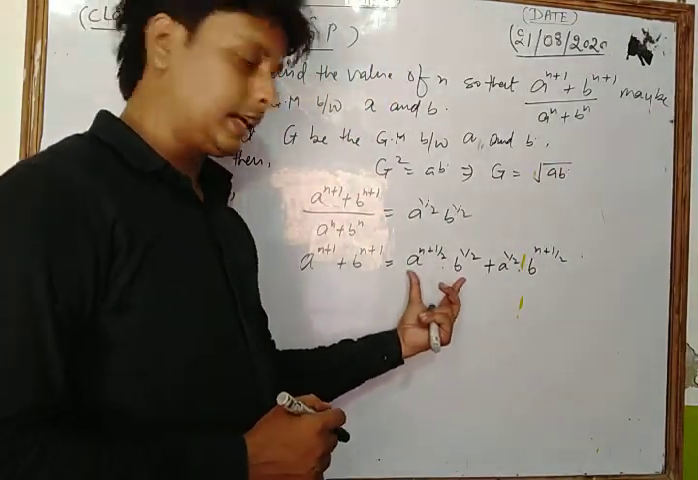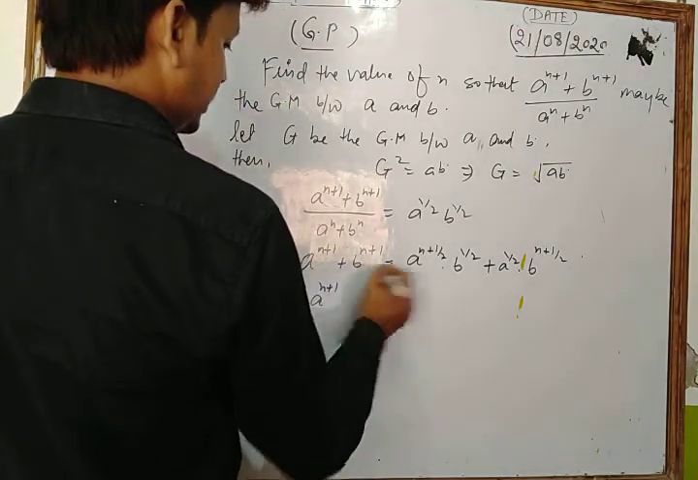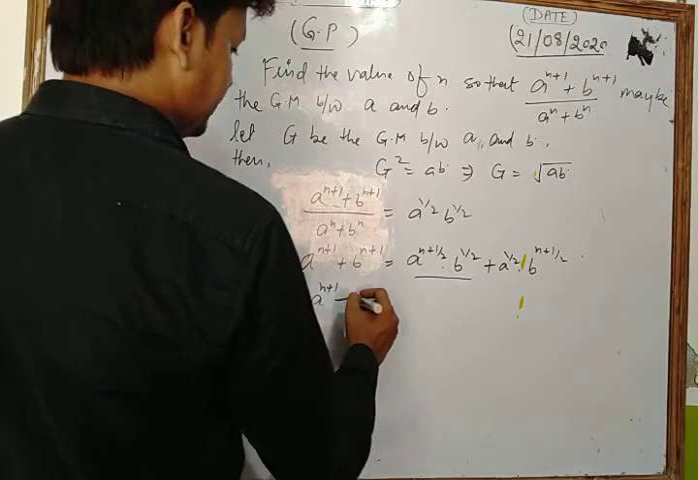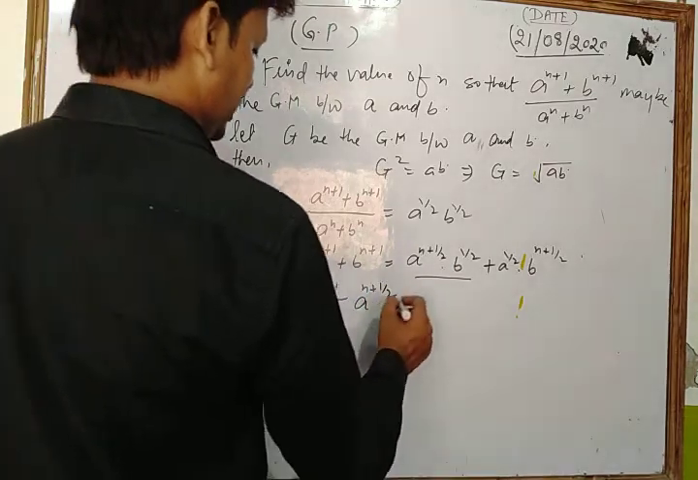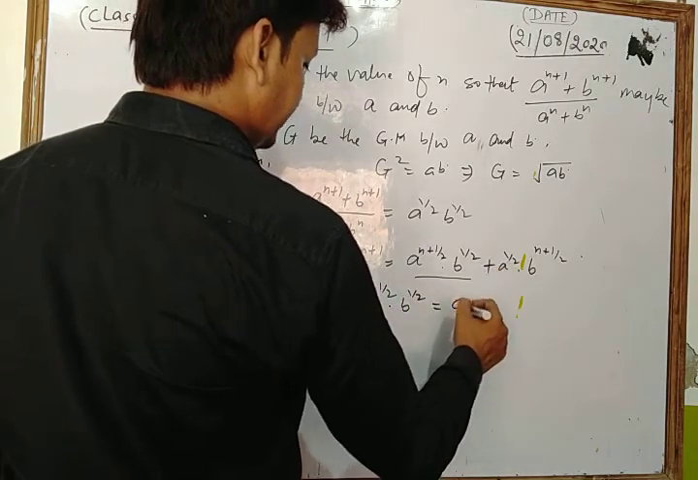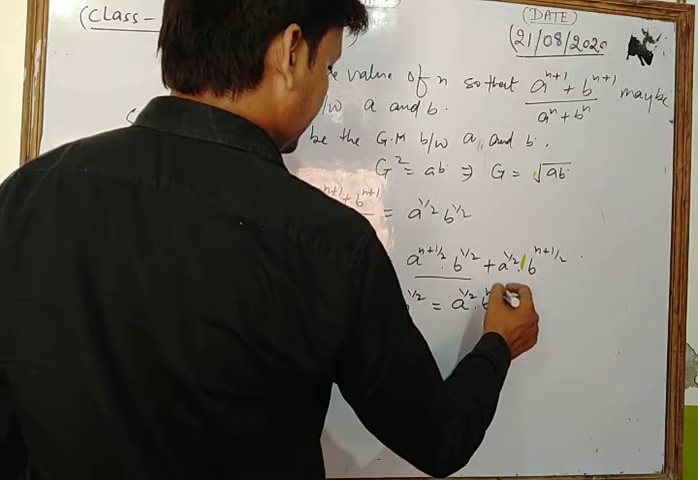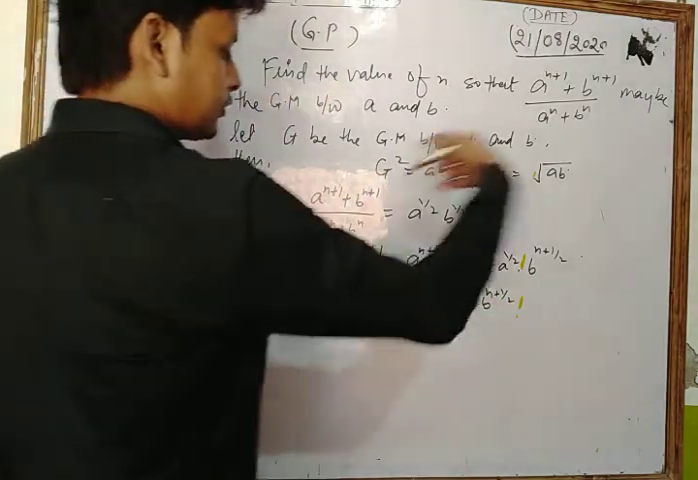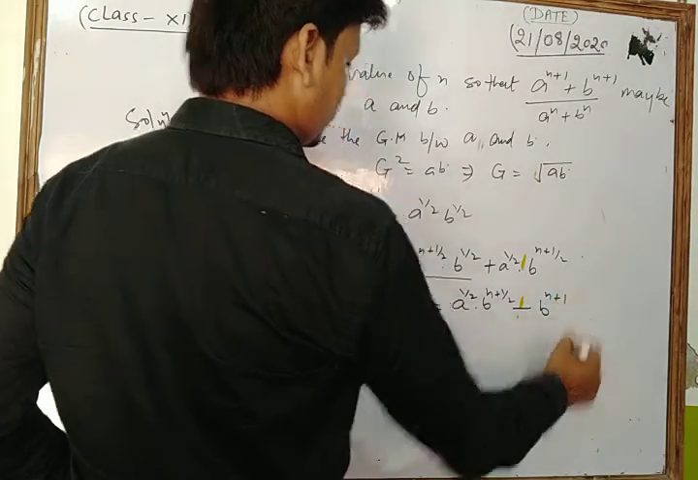Now we transfer to that side. Here we write A to the power n plus 1, transfer this value to that side, so we get minus A to the power n plus 1 by 2 into B to the power half is equal to, in the right hand side, A to the power 1 by 2 into B to the power n plus 1 by 2, and this value transferred that side, so we get minus B to the power n plus 1.